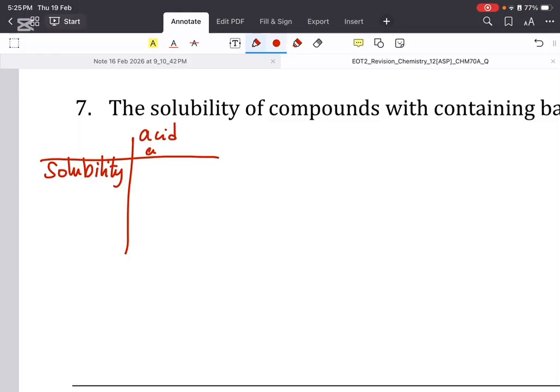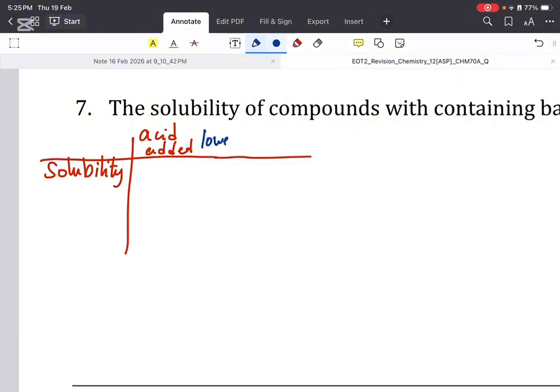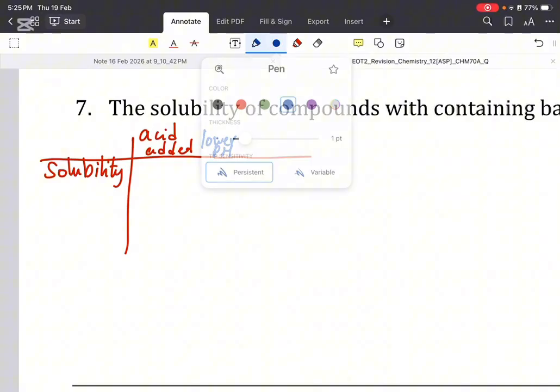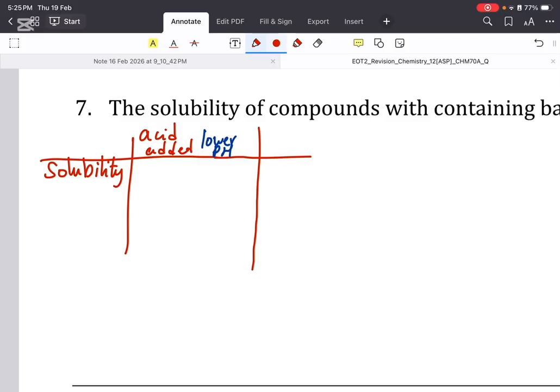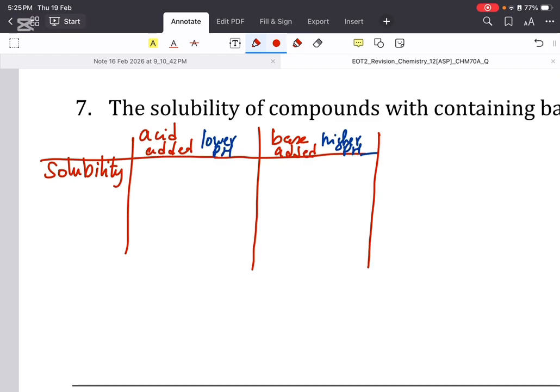If acid is added, that means lower pH. And what happens if base is added? They will tell you in the question, at higher pH. So let's clarify it.